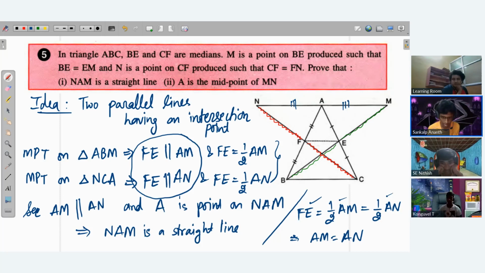Okay, sir. So on the straight line NAM, I have a point A such that AN is equal to AM. What does it mean? It means A is a midpoint of NM, right? Yes, sir. So next one, try it.